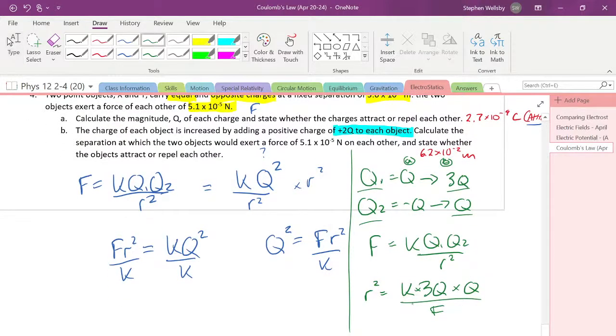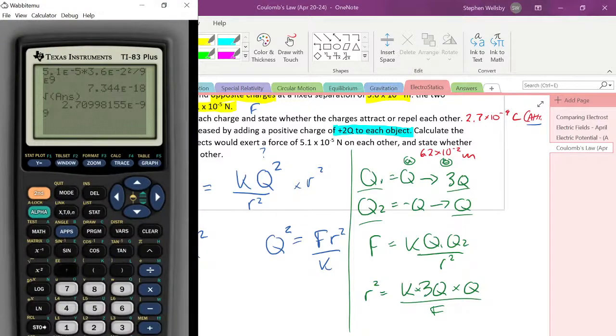So this is going to be K, 9 times 10 to the 9, multiplied by 3, multiplied by Q, and also multiplied by Q. Now we solved Q in the previous question right up here, it's 2.70999, etc. So I'm just going to multiply that by the answer squared. If you look at my calculator, I've got K times 3 times Q times Q. We know from the previous question Q was the answer I had in my calculator, the 2.7 times 10 to the minus 9. So that's all good, and now I'm going to divide this by the force, which we said was 5.1 times 10 to the negative 5.